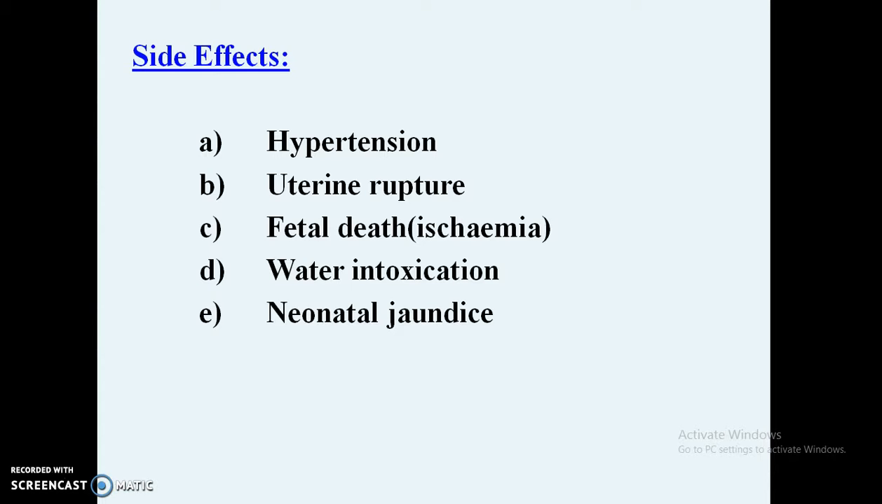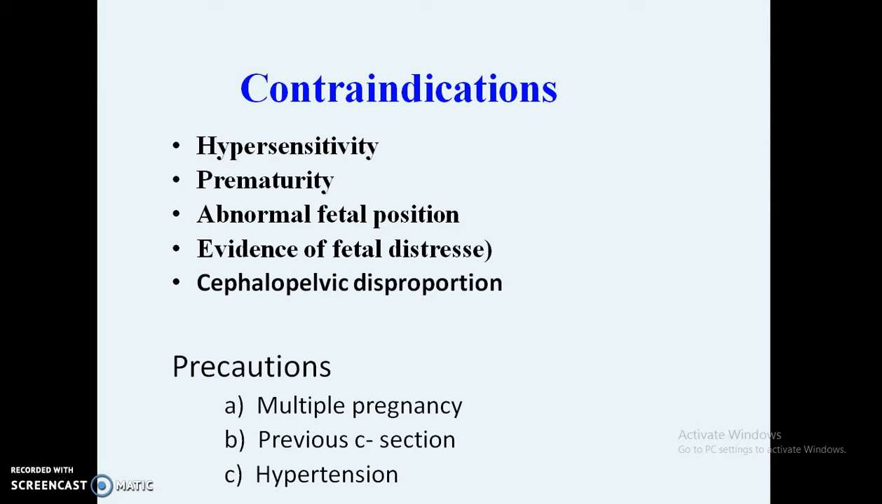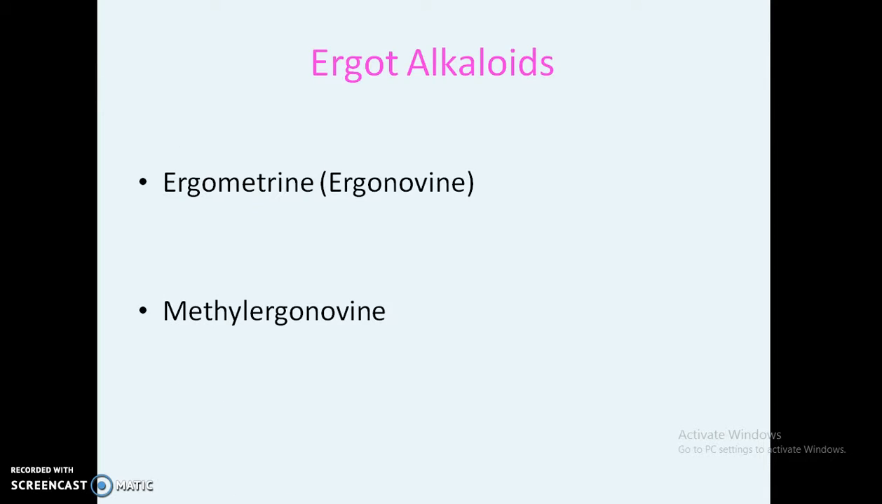Coming to its side effects, hypertension, uterine rupture, fetal death, water intoxication, and neonatal jaundice are a few side effects of an excess amount of oxytocin. Contraindications, where it should not be given, include cases like hypersensitivity, prematurity, abnormal fetal position, evidence of fetal distress, and cephalopelvic disproportion. The precautions are multiple pregnancy, previous C-section if there is one, or hypertension.